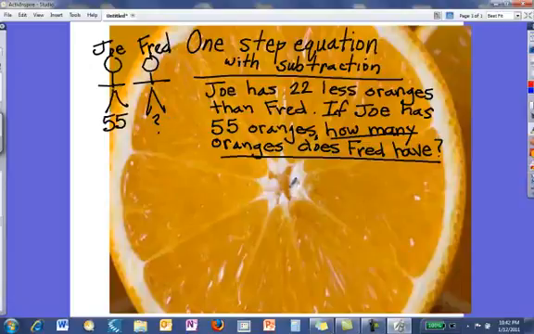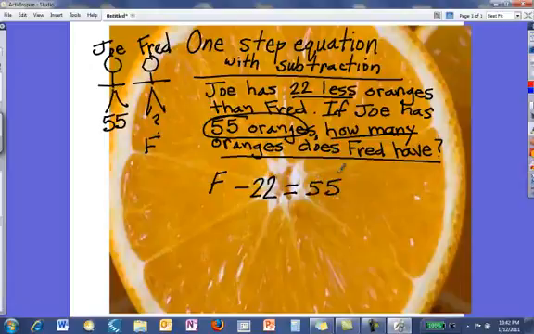Our equation means that there's going to be an equal sign. And so we do know part of this. We do know that Joe has 55 oranges. But we do know 22 less. That's what Joe has, 22 less oranges than Fred. So 22 less is going to look like this. Take away 22. And Joe has 22 less oranges than Fred. So here's Fred. We're going to use the variable f to represent the number of oranges that Fred has. And so we know 22 less than Fred is what Joe has, and Joe has 55.